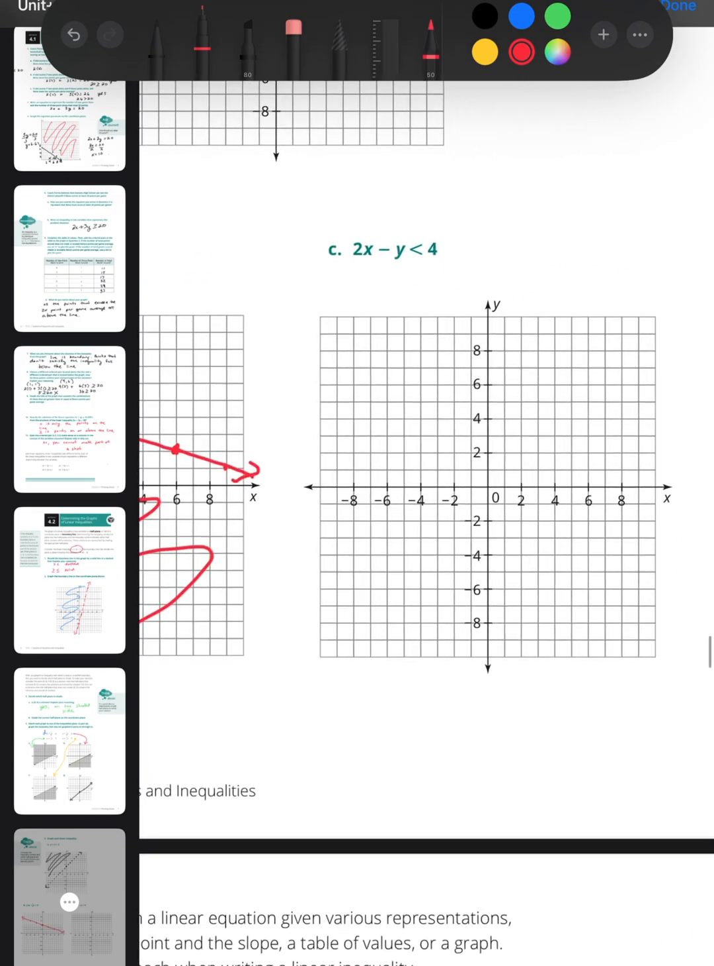And C is going to take a little bit of work. It's not solved for y yet, so we got to solve it for y ourselves. So first we're going to subtract that 2x over. So we get -y is less than -2x plus 4. And then we need positive y. So what we're doing is dividing by -1, which we talked about before, flips your inequality sign around. So it becomes positive 2x minus 4. So a y-intercept of -4, slope of 2.